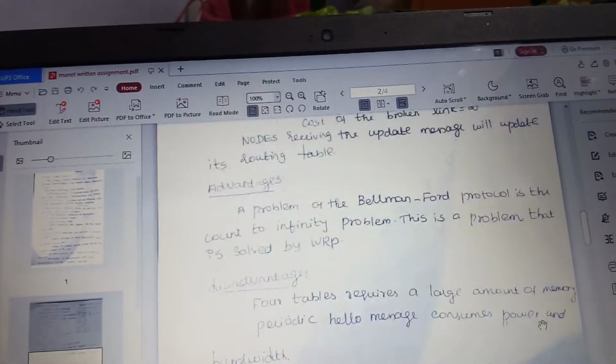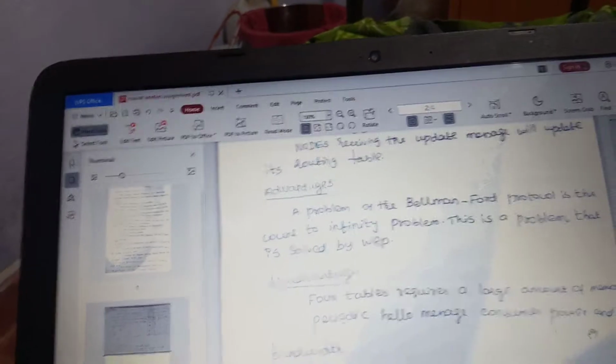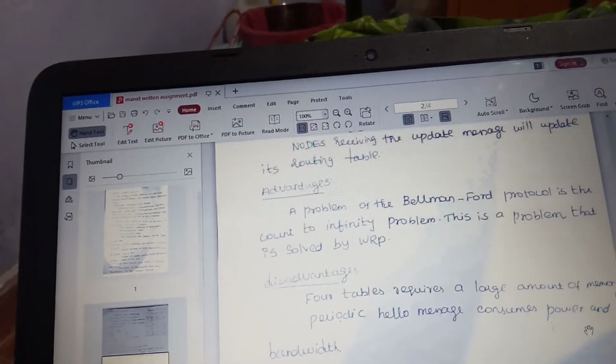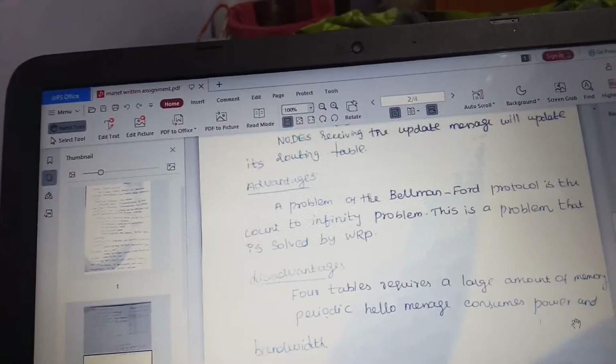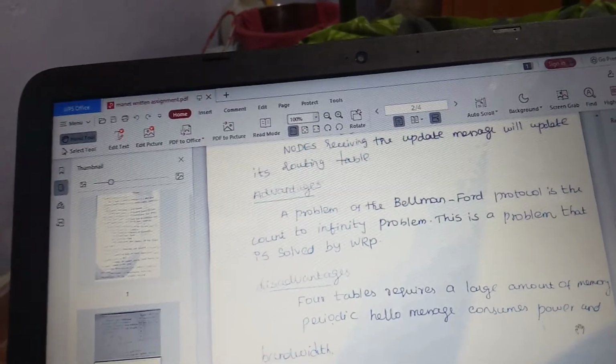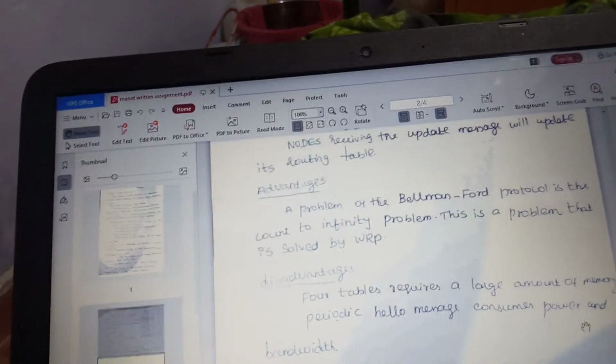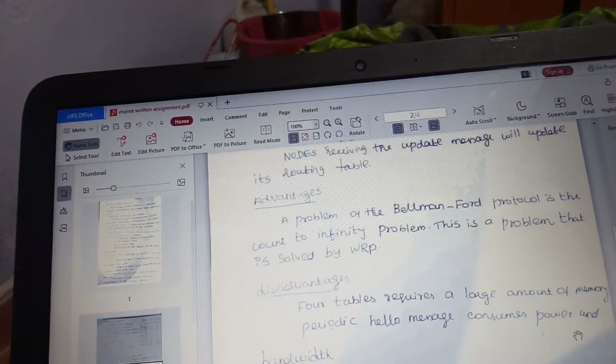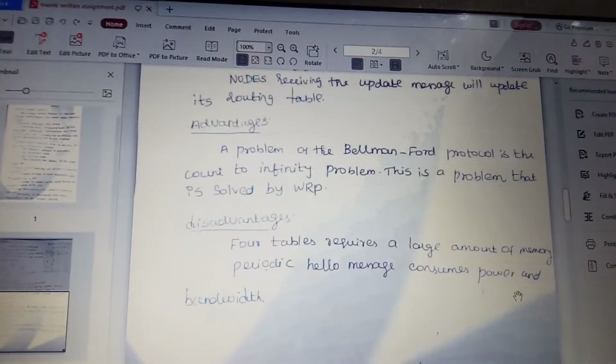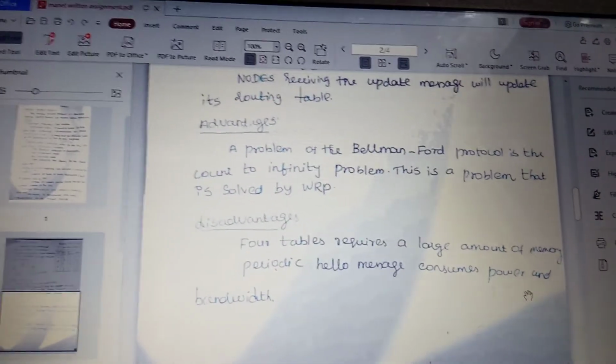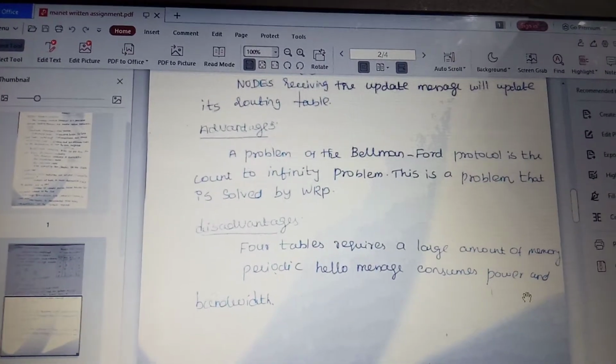Here we use the routing table. Now we are going to see the advantages of the routing table. A problem of the Bellman-Ford protocol is the count to infinity problem. This problem was solved by the WRP. WRP means wireless routing protocol.